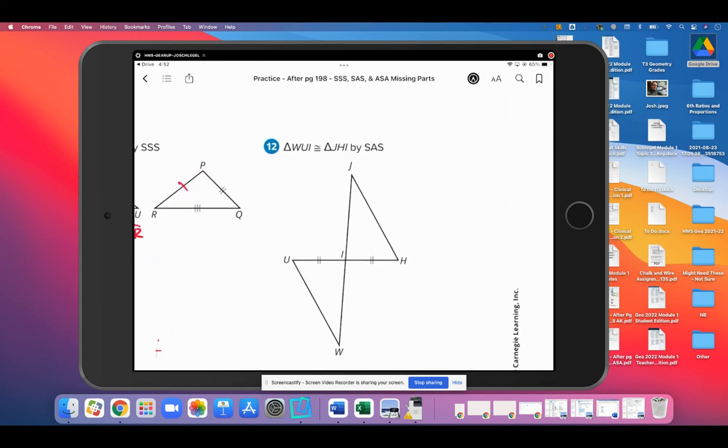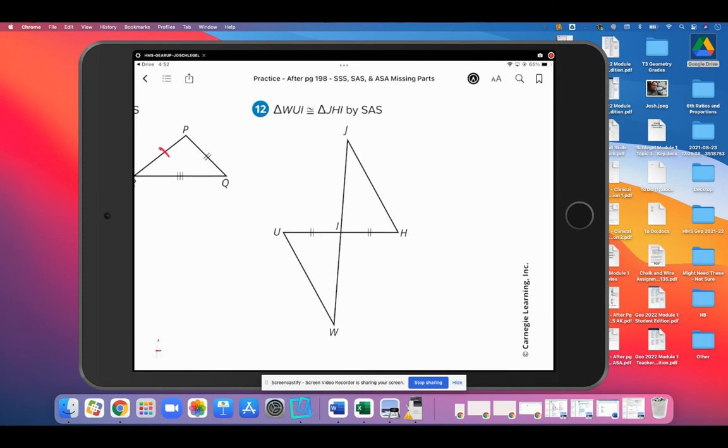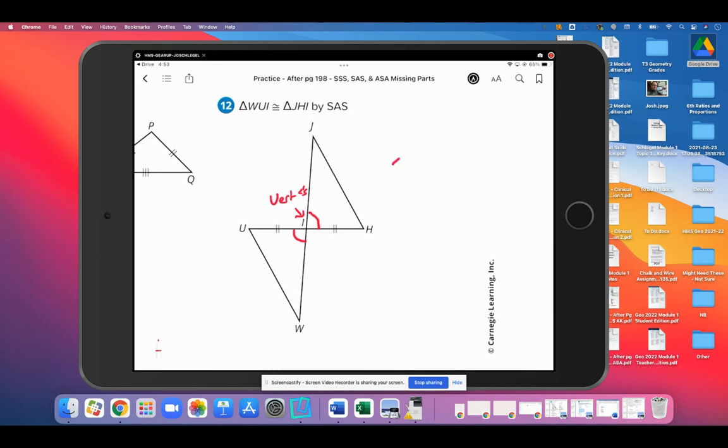There we go. So we would want side, angle, side here for these two triangles. And so what we've got is we do see vertical angles. We know that all vertical angles are congruent. So we are able to tell that angle JIH is congruent to angle WIU. And so that leaves, we want side, angle, side. So we've got a side, we've got an angle, we would need the side that follows that, side, an angle, and the side that follows it.